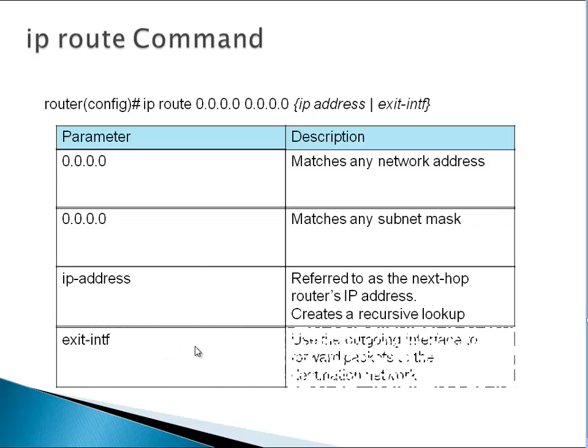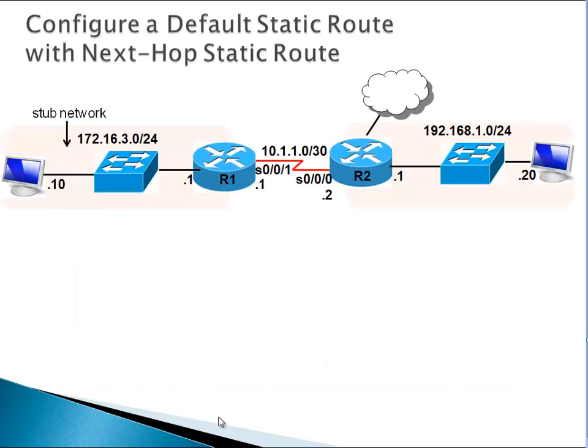The next one is exit interface. Use the outgoing interface to forward packets to the destination network. So just go out from a certain interface. Okay, but you can use both. You can use IP addresses, the neighbor's IP address, or your exit interface.